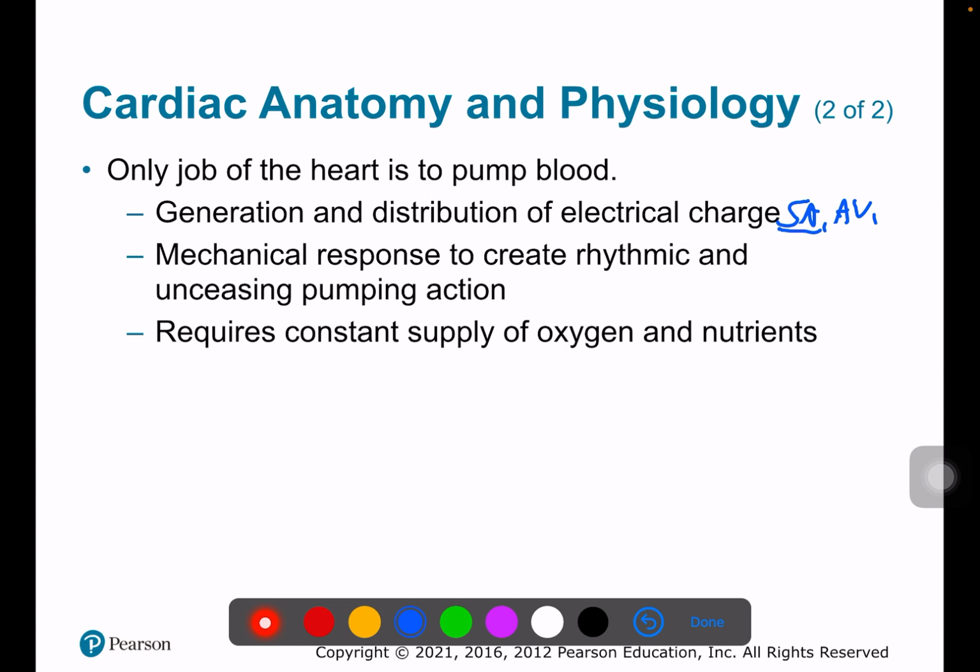Requires constant supply of oxygen and nutrients. Your heart is a muscle that is part of your body, and it needs a blood supply, it needs nutrition, it needs oxygen. When people are having MIs, beginning to have a heart attack, if you will, the heart muscle is not getting oxygen and it begins to die.